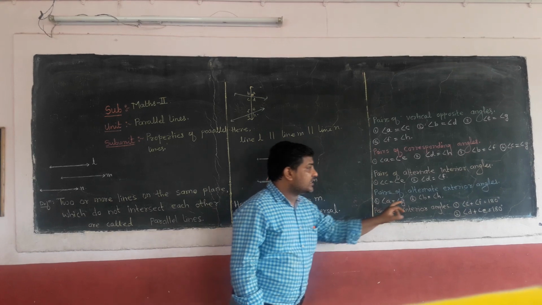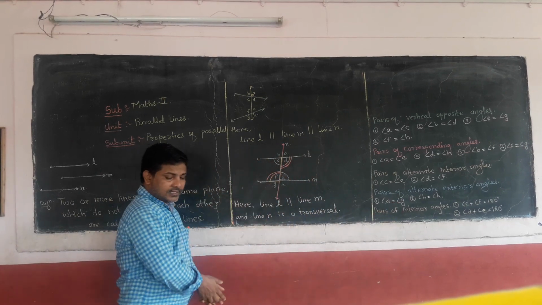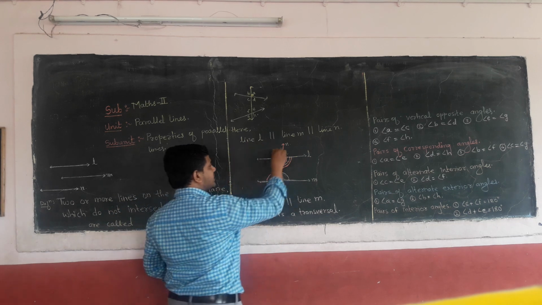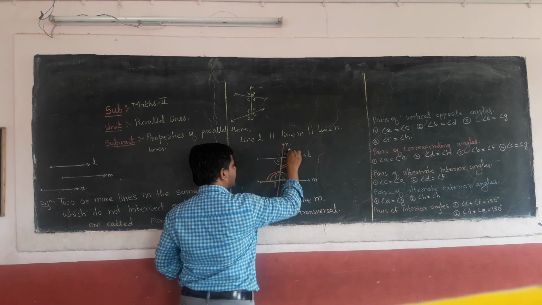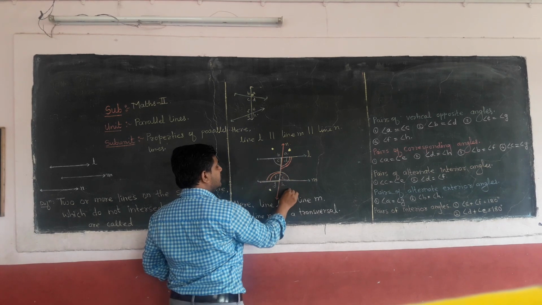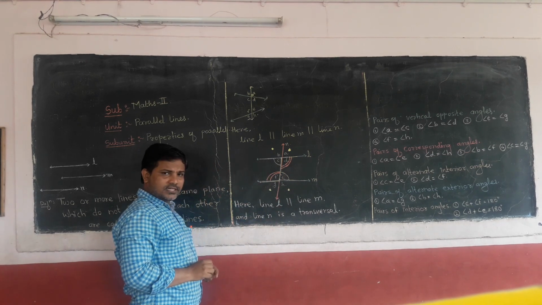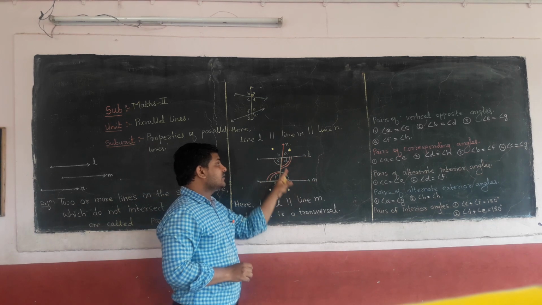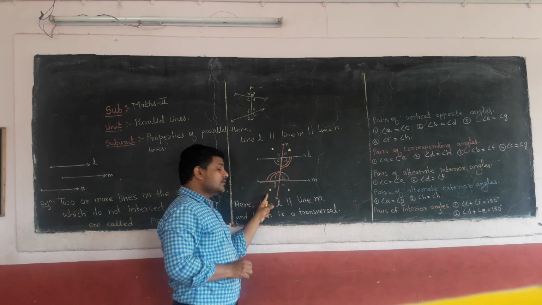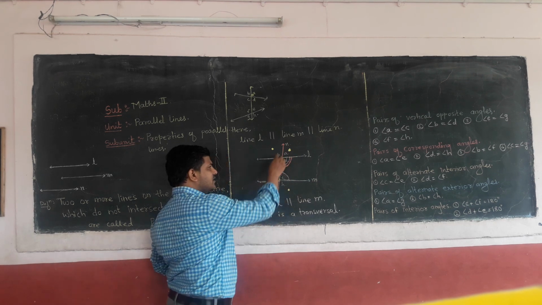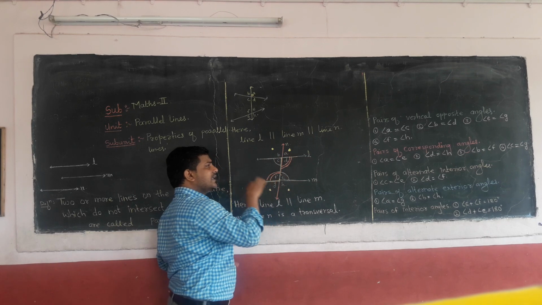Now pairs of alternate exterior angles. Exterior angles mean these angles are above the line. Angle A will be congruent with angle G and angle B will be congruent with angle H. Correct? When these lines are parallel, at that time we can say these are congruent. If these lines are not parallel, then we can just say that these are the alternate exterior angles.